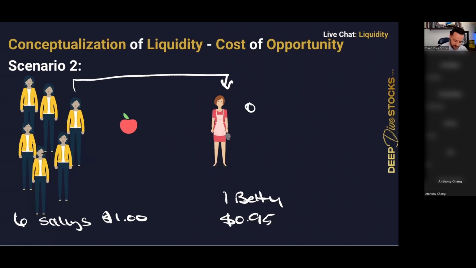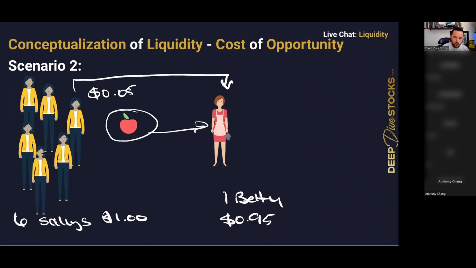So let's add another Betty, right? And that actually segues beautifully, because when we look at the cost of opportunity, or the opportunity as a way of describing volatility, it's beautiful that you brought that up. Once one of the Sallys says, okay, listen, I got to get rid of this apple, I'm totally okay with selling it at 95 cents, so I'm willing to basically pay 5 cents to transact this apple over to Betty.